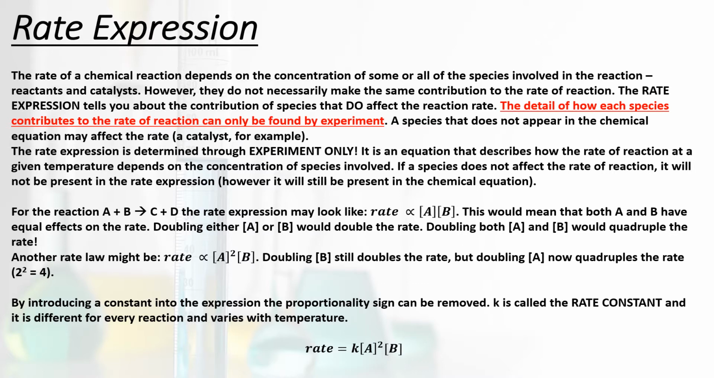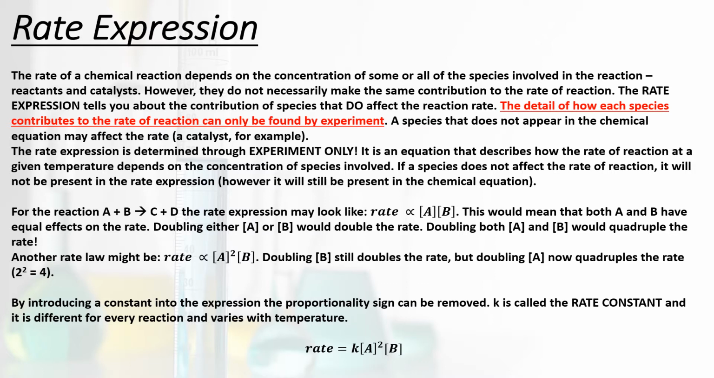Now, if a species doesn't affect the rate of reaction, it's not present in the rate expression, but it will still be present in the chemical equation. So the chemical equation essentially shows us the species that are involved. The only thing typically we might not show in there is the catalyst, but even then we still show the catalyst over the reaction arrow. Our rate expression, however, may not include everything in the chemical equation. It may include things that aren't in the chemical equation, like catalysts. It's only stuff that affects the rate of reaction that appears in the rate expression.